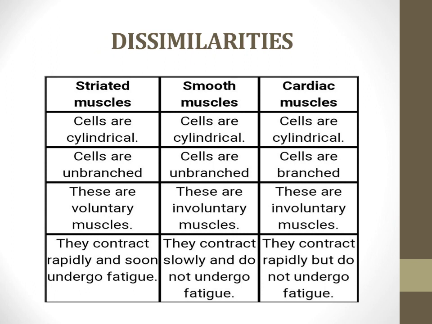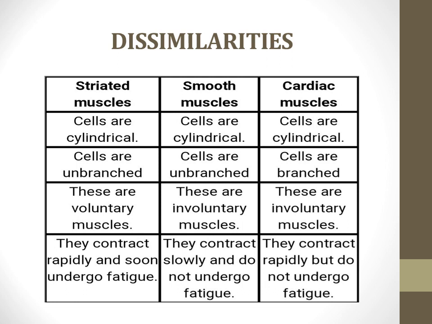Then let us see some dissimilarities among striated muscles, smooth muscles and cardiac muscle. Some similarities as well as dissimilarities are mentioned there. First, in striated muscles, the cells are cylindrical in shape. In smooth muscles also, the cells are cylindrical in shape, and in cardiac muscles also, the cells are cylindrical in shape. Right. Then regarding branches, striated muscle cells are unbranched. There are no branches. Smooth muscles also have no branches. But cardiac muscle cells are branched, as we said in the figure.